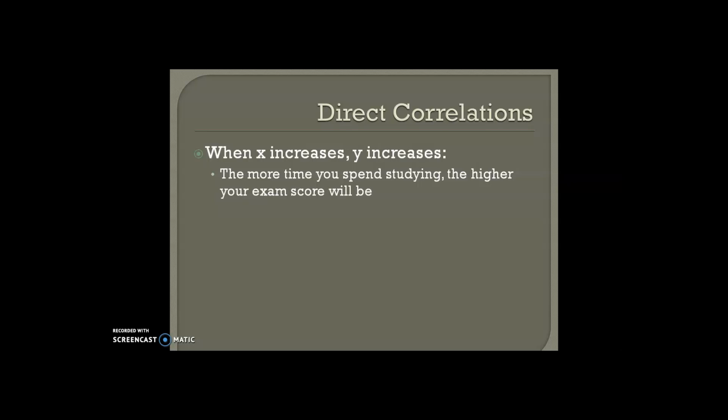Let me caution you, I'm simply using x and y as just variables, not causational. A lot of times we'll talk about how x predicts y, or x is the independent variable and y is the dependent. Kind of forget that mindset for the moment, right? And obviously the more time you spend studying, the higher your exam score will be, right? So as x goes up, time spent studying, y goes up, your exam score, right?